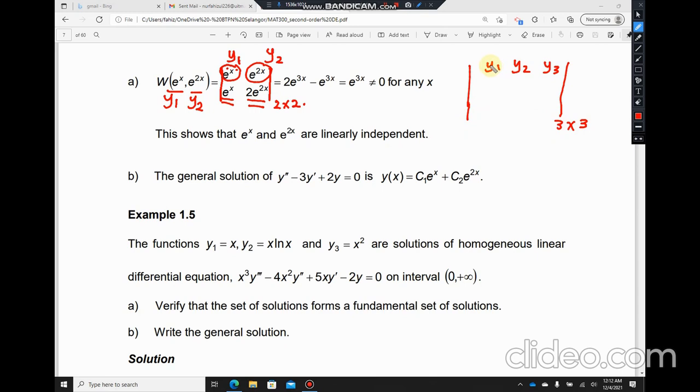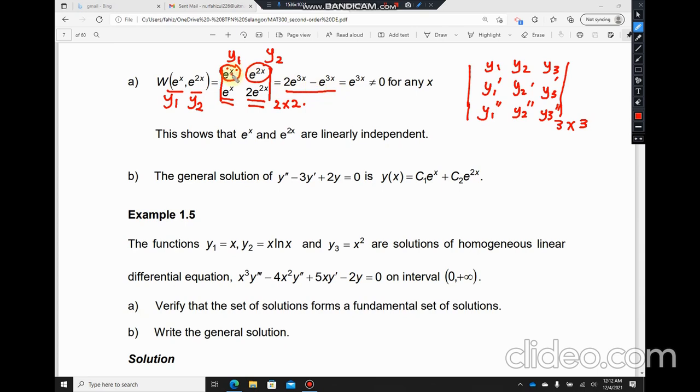So 3 by 3 maksudnya awak kena differentiate sekali, dan kemudian differentiate lagi sekali, y1 sampai y double prime. Sama juga dengan y2 and y3, y2 double prime, y3 double prime. Kalau ada 4 kena 4 by 4. Tapi since dia ada 2, awak just differentiate sekali untuk jadikan dia matrix 2 by 2. And then we calculate the determinant.